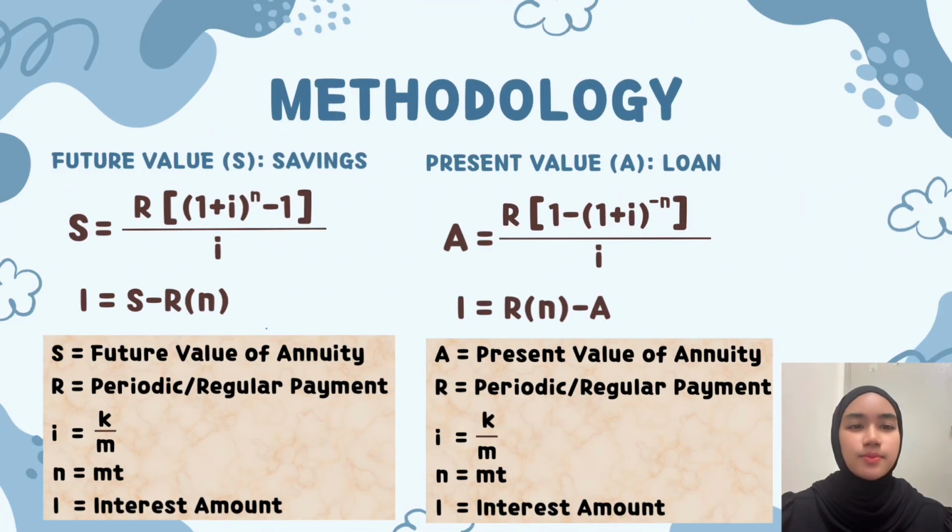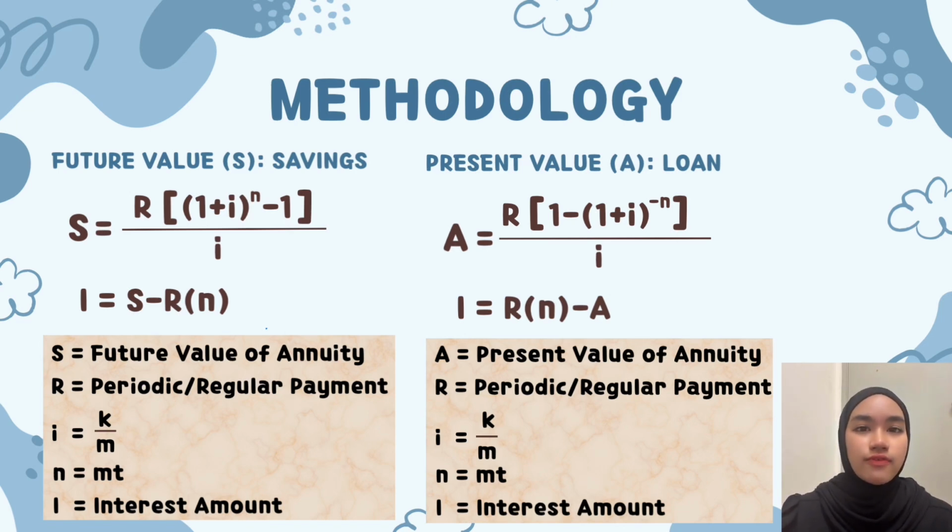For my part, I would like to present the methodology, where future value S refers to savings and present value A refers to loan. So the formula to calculate the future value S that refers to savings is S equals R bracket 1 plus I power of N minus 1 bracket divided by I. To calculate the interest, I equals S minus R bracket N bracket. So S equals future value of annuity, R is periodic or regular payment.